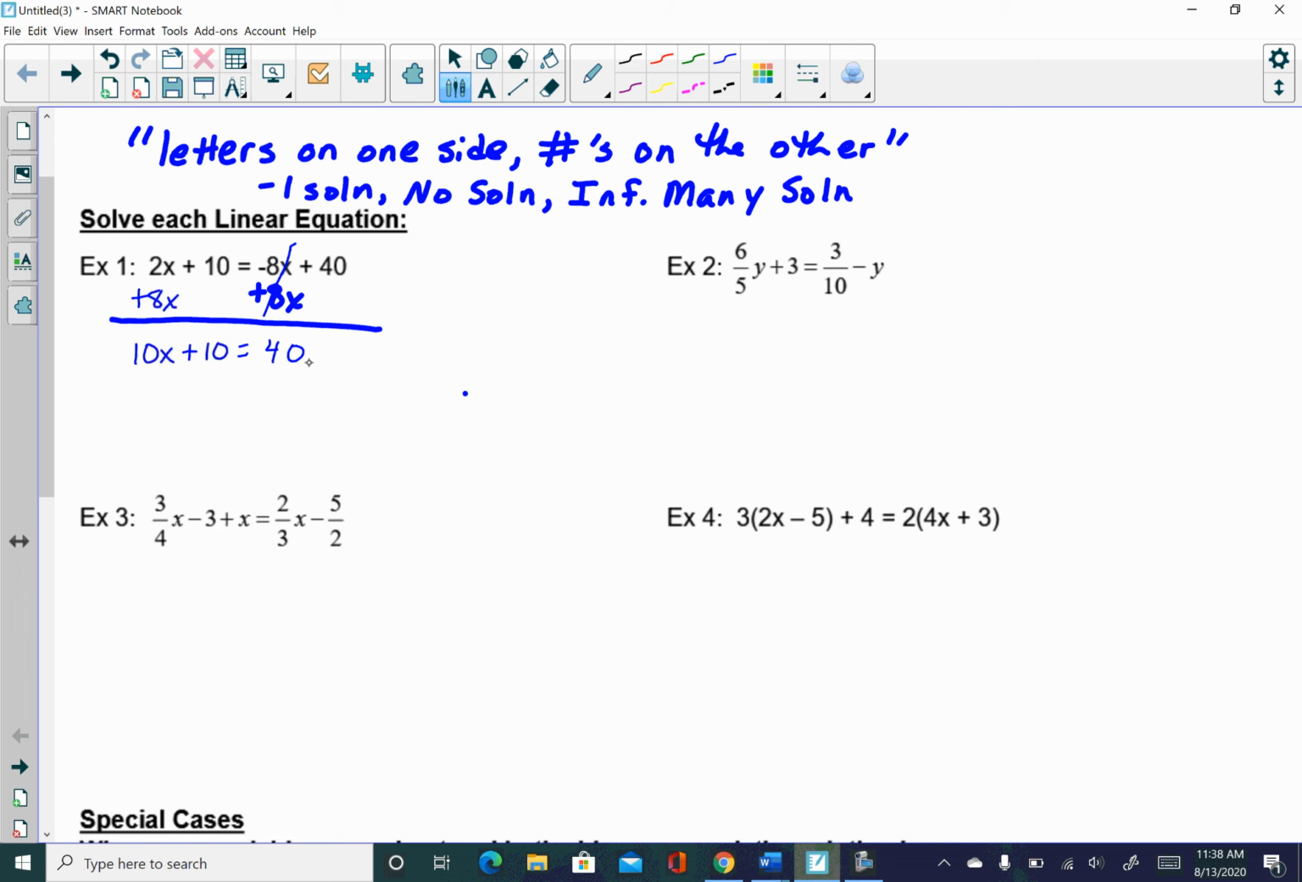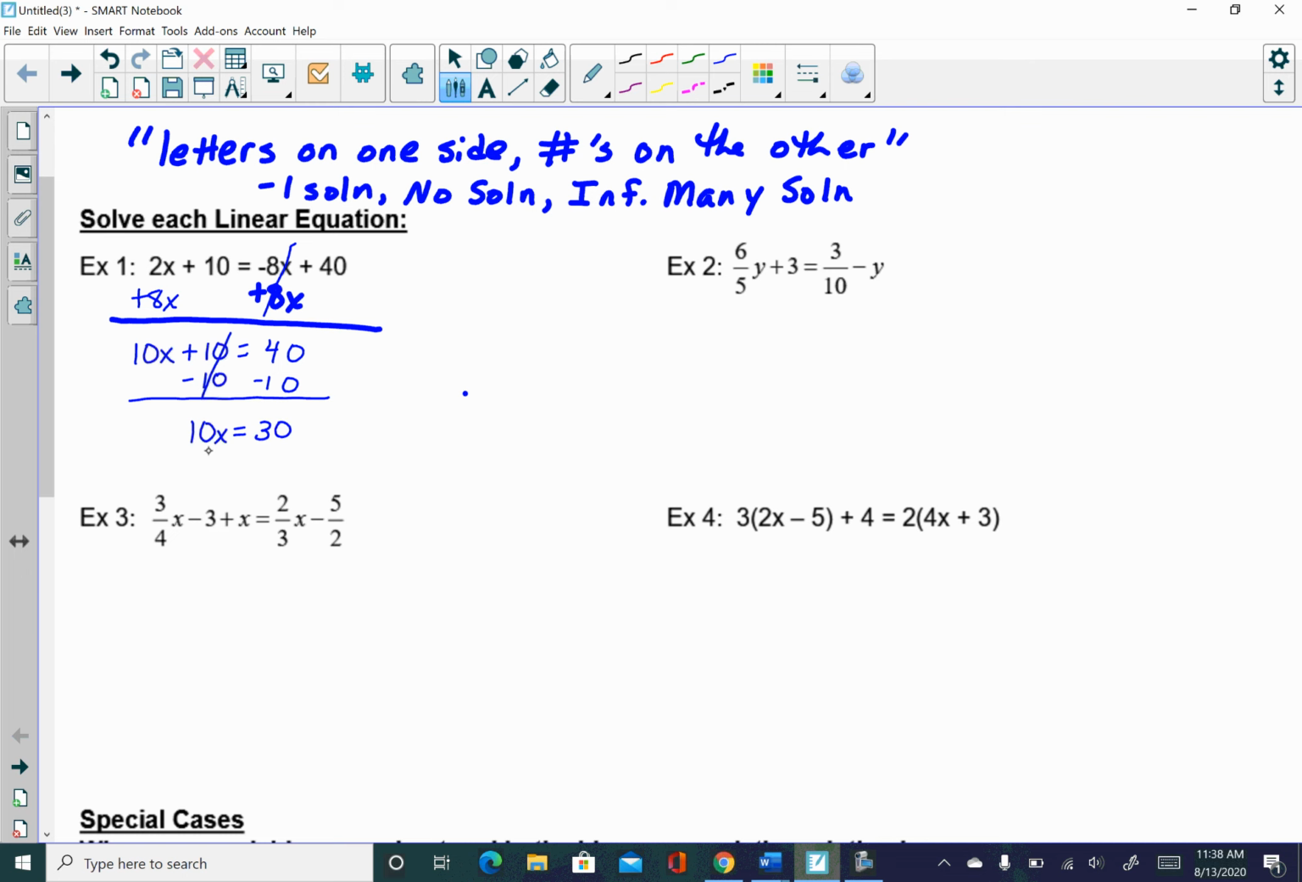Now from here, I've got this number over here all by itself. That's good, because you remember you want to get closer and closer to having letters on one side, numbers on the other. Since that 40 is over here all by itself, leave it. Take the 10 over to join it. Because you're going to cross the equals mark, do the opposite. Since it's plus 10, I'm going to subtract 10 from both sides. That way it cancels out over here, leaves me with 10x on this side. 40 minus 10, of course, is 30.